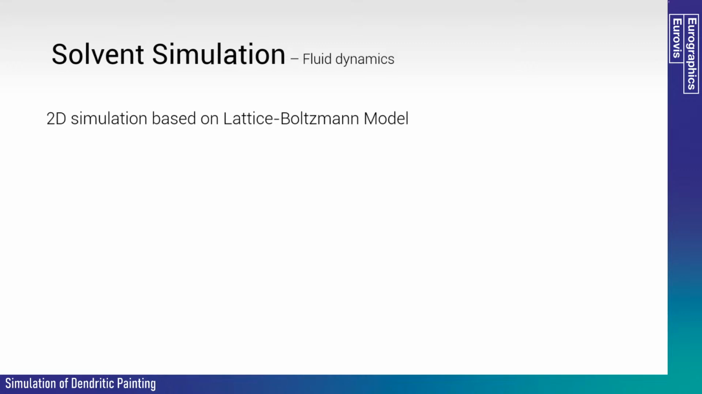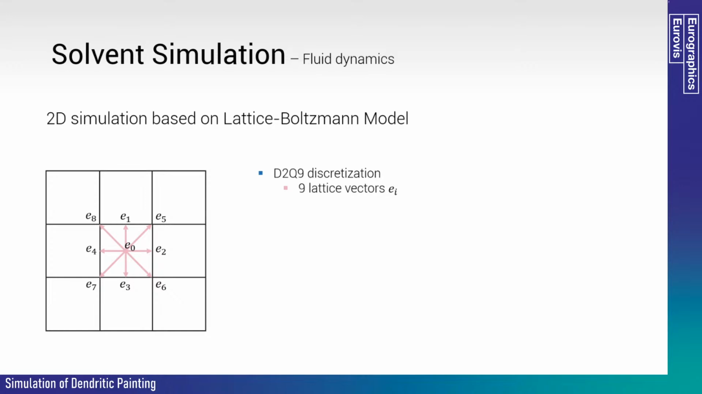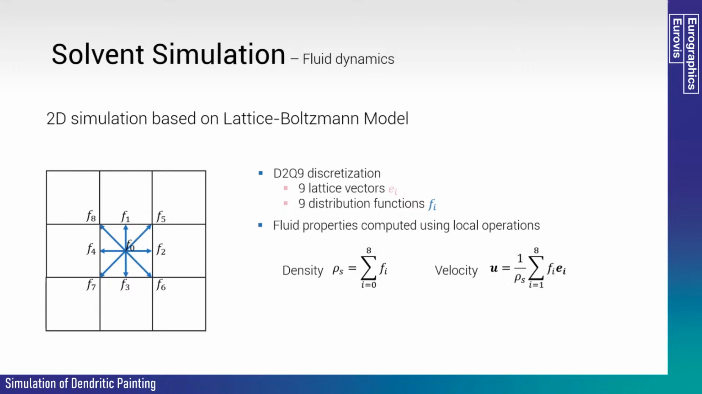We have chosen the D2Q9 discretization, where there are 9 lattice vectors E and 9 distribution functions F per cell. The density and velocity of the fluid are computed using these terms. In general, one great thing about Lattice-Boltzmann is that everything is computed using local operations, making it suitable for GPU computation.